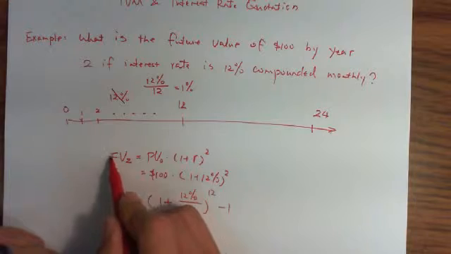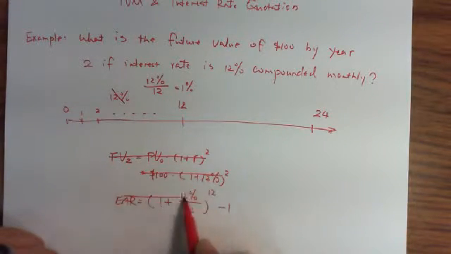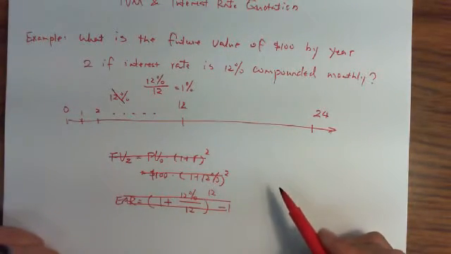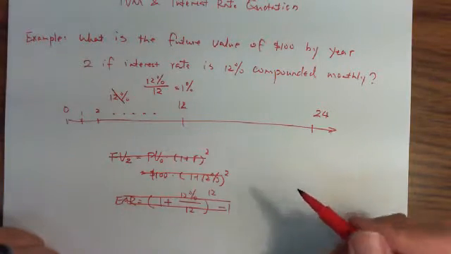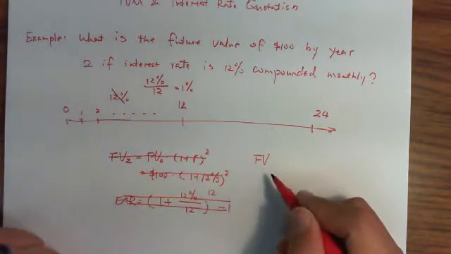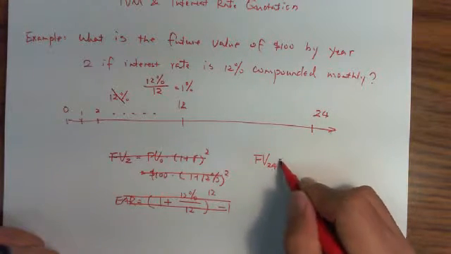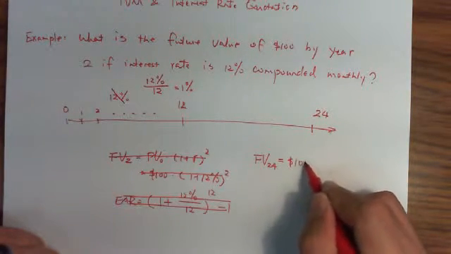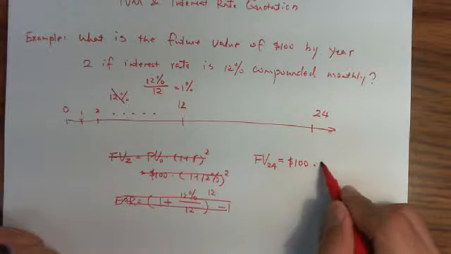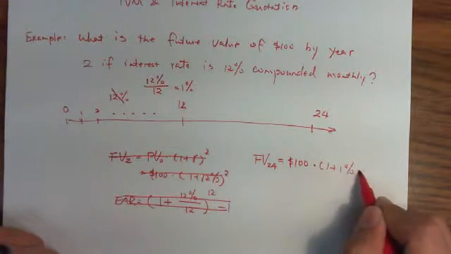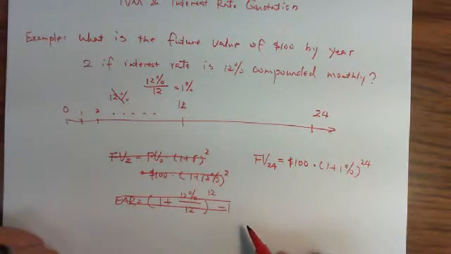So the recommended method is to compute the future value. Now we are computing future value by the end of the 24th month as the present value 100 times 1 plus 1% power of 24. So this is the recommended method.